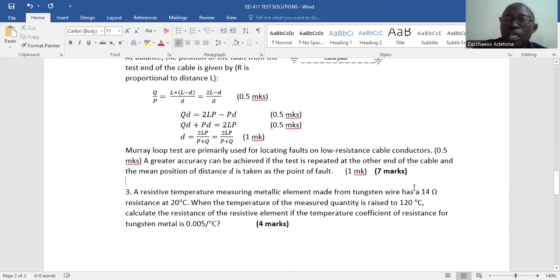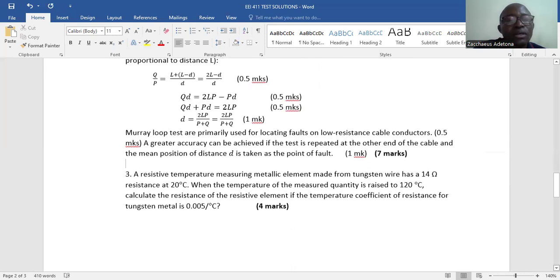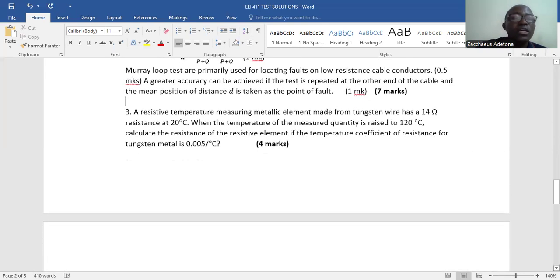All right. Now the last problem, number 3. The last tutorial problem: a resistive temperature measuring metallic element made from tungsten wire has a 14 ohm resistance at 20 degrees C. When the temperature of the measured quantity is raised to 120 degrees C, calculate the resistance of the resistive element if the temperature coefficient of resistance for tungsten metal is 0.005 per degree C.